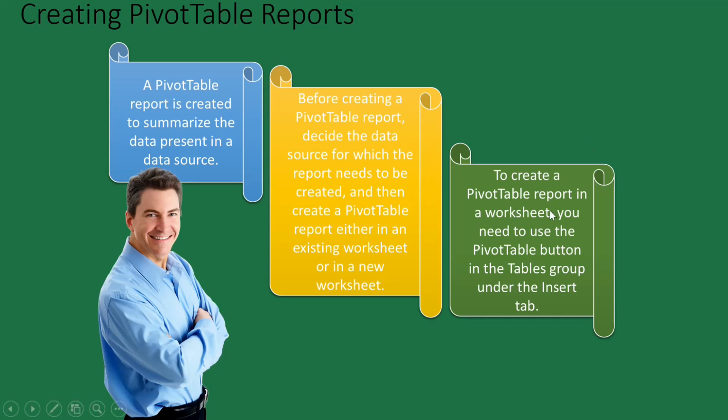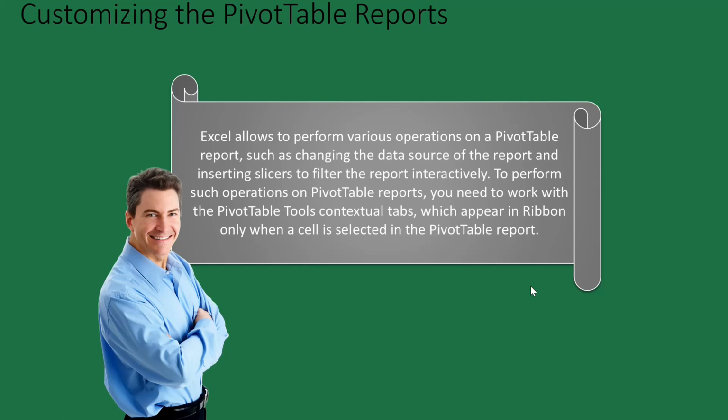To create a pivot table report in the worksheet, you need to use the PivotTable button in the Tables group under the Insert tab. So where will the pivot table option be available? Insert tab. Next, Excel allows you to perform various operations on a pivot table report, such as changing the data source of the report and inserting a slicer to filter the report interactively. To perform such operations, you need to work with the PivotTable Tools contextual tabs, which appear in the ribbon only when a cell is selected in the pivot table report.